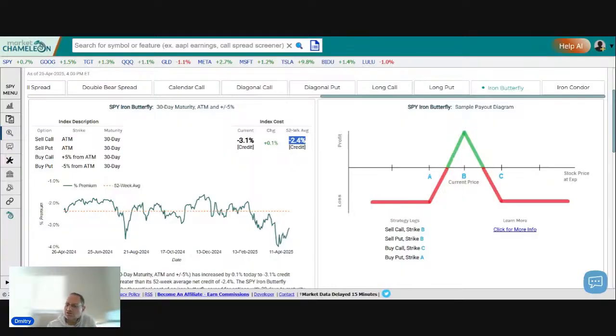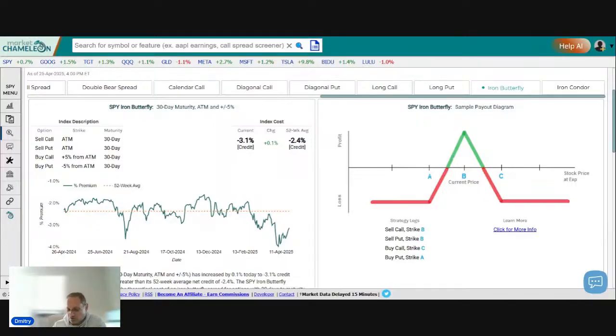And what this is saying is the market is indicating that it perceives volatility from this point to be more than usual, more than normal. Right? People are willing to pay you more to put on the strategy, and traders are requiring a higher premium to sell the strategy, 3.1% versus 2.4%.